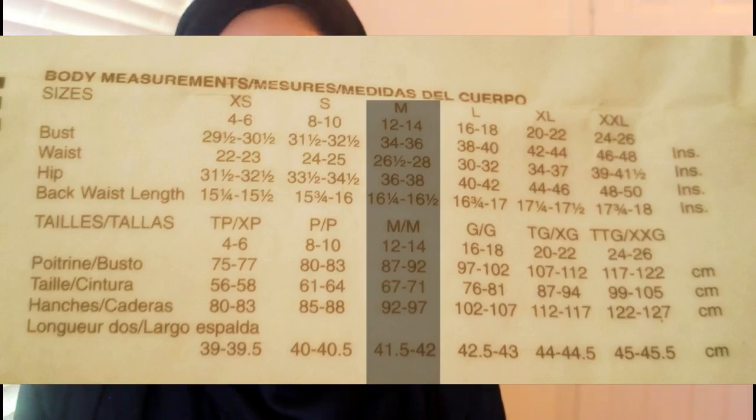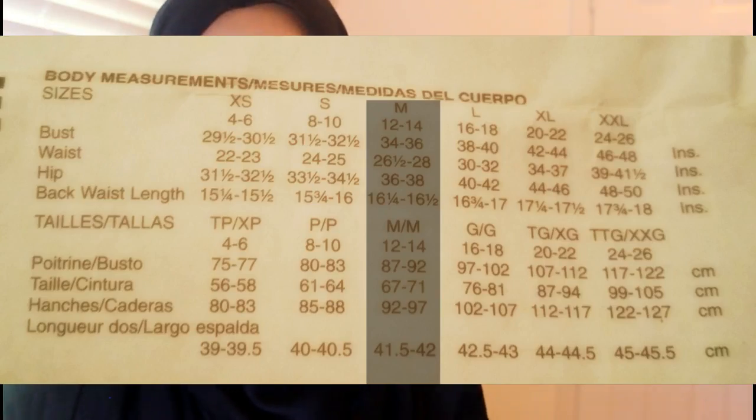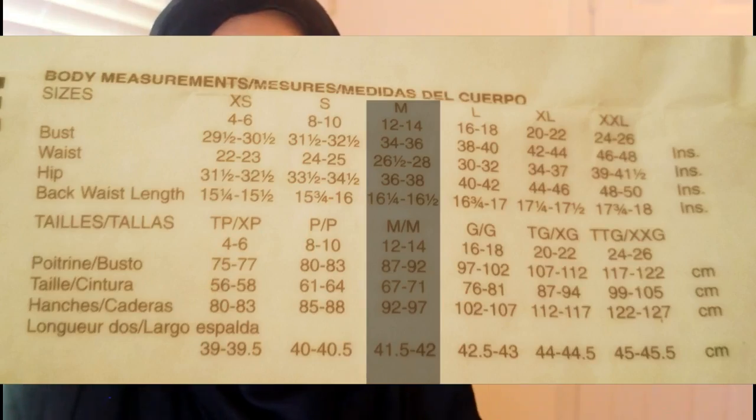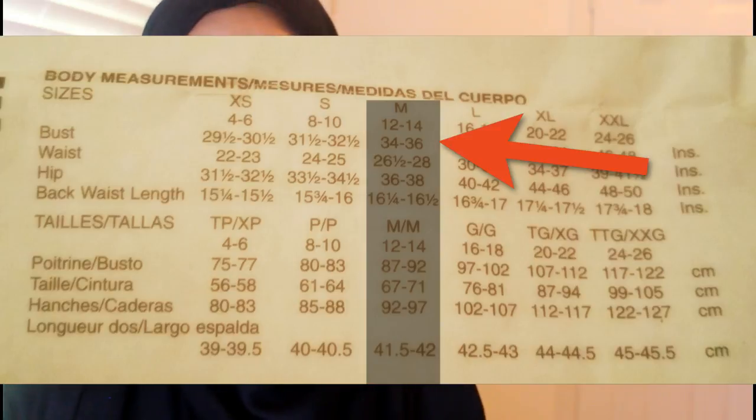So I had to take a picture of one of my patterns, so this picture looks a little dusty, but this is for you to understand the body measurement size guide. So I highlighted medium because I'm just obsessed with the size medium because I fall in the medium size. But okay, I'm going to try and go through this really quickly. The bust measurement for medium size 12 to 14 is 34 to 36.